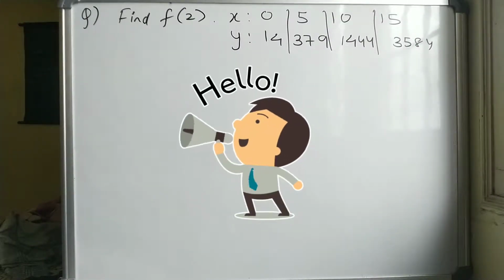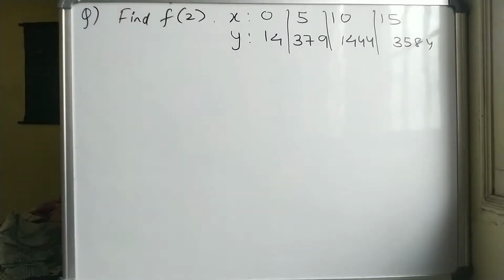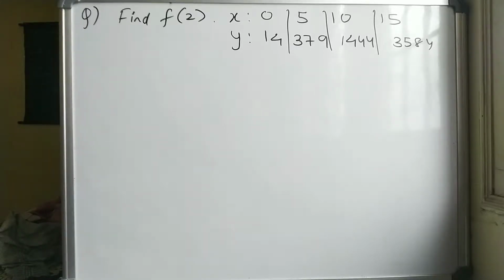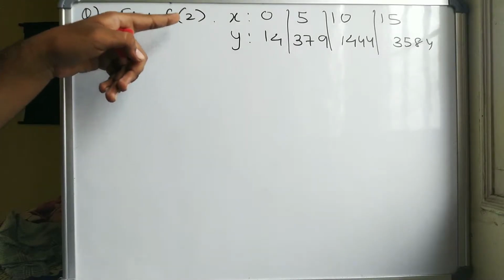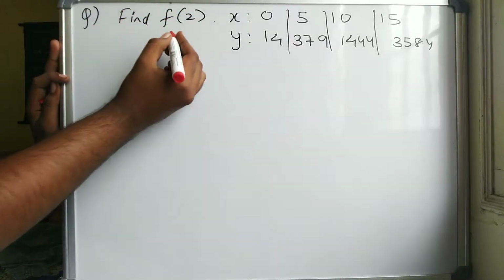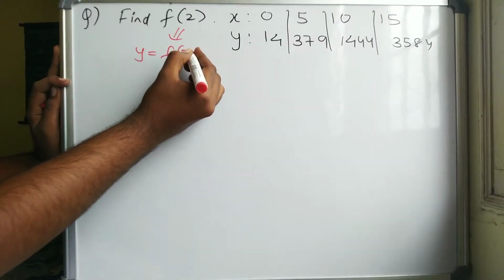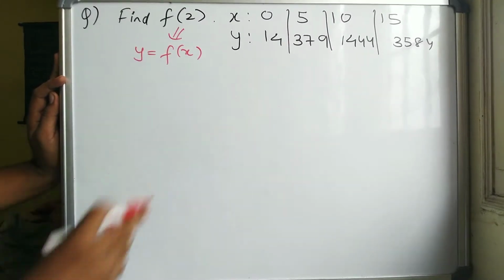In this video we are going to solve one more problem based on Newton's forward interpolation formula. In the previous question we had to find the quadratic polynomial. In this question we need to find the value of f of 2. This basically means y is a function of x. This you have to remember, y is nothing but a function of x.